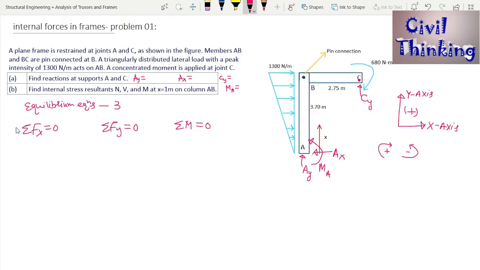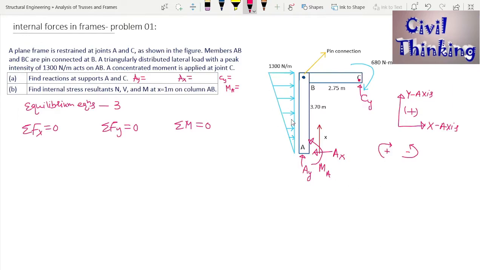Now before I apply summation Fx equal to 0, let me first talk about this lateral load. You can see in this frame there is a uniformly varying load. At A the intensity is 0, and it increases as we move towards B, where the highest intensity of load is 1300 Newton per meter. This is the load intensity diagram. To find the resultant load of this uniformly varying diagram, the area of the intensity diagram will give you the load.